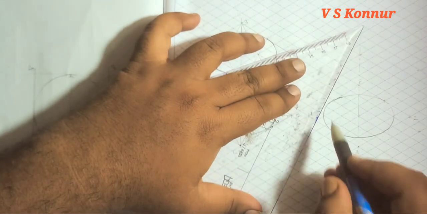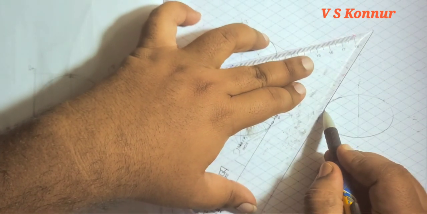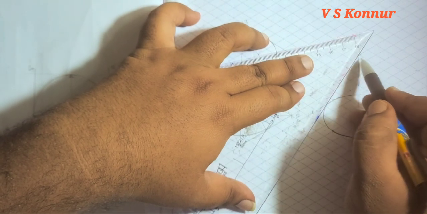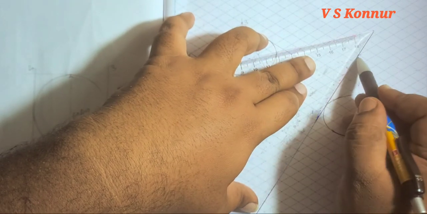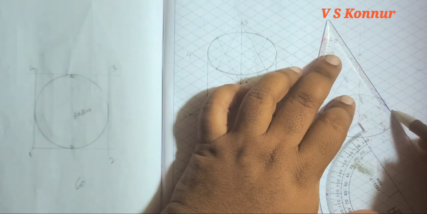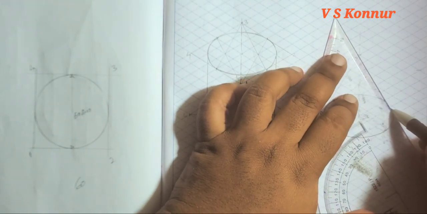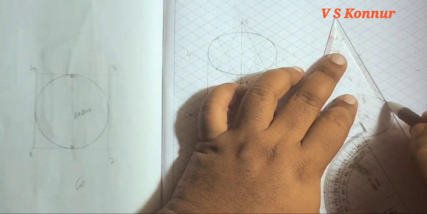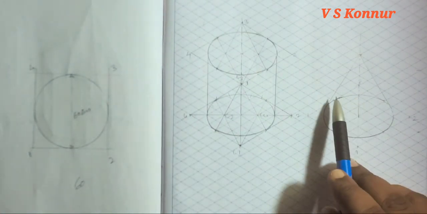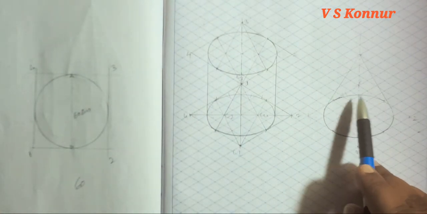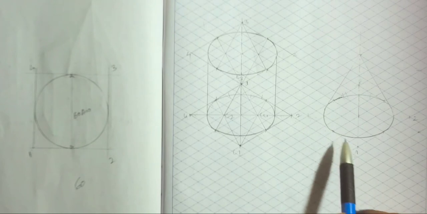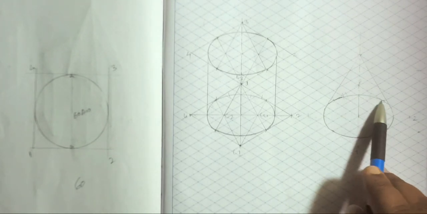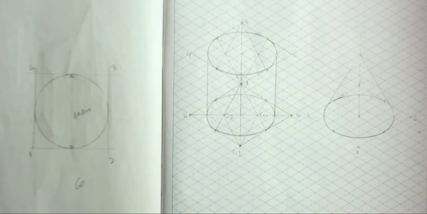Here also no need to draw any of the lines, only make the tangency to the circle. No need to draw any of the lines, because if you give tangency, this part is not visible. You can remove this or you can keep it as it is, but this should be dark. This part is just invisible. This is how you have to construct a cone and cylinder by using the grid set.